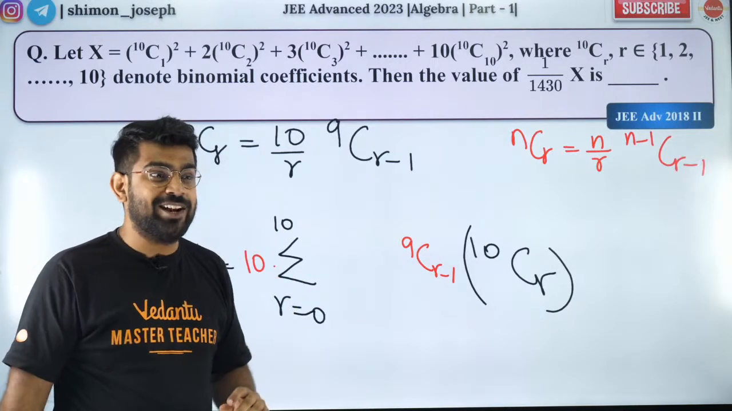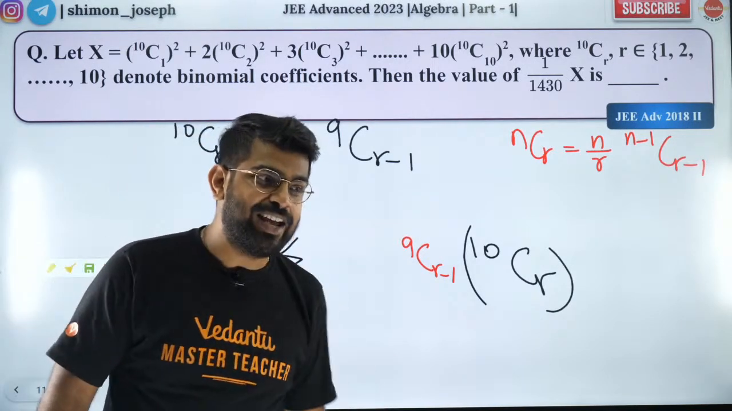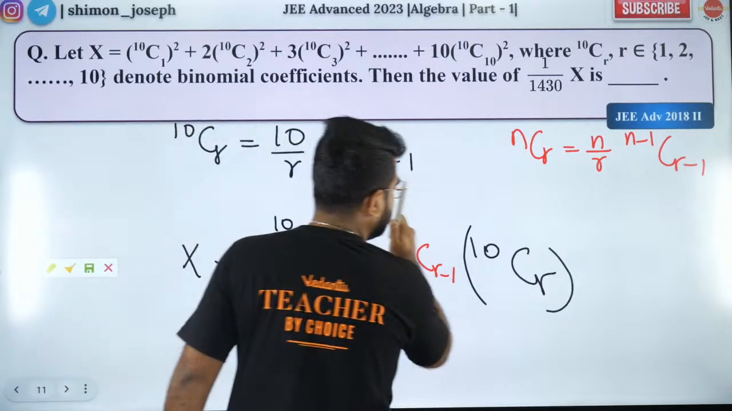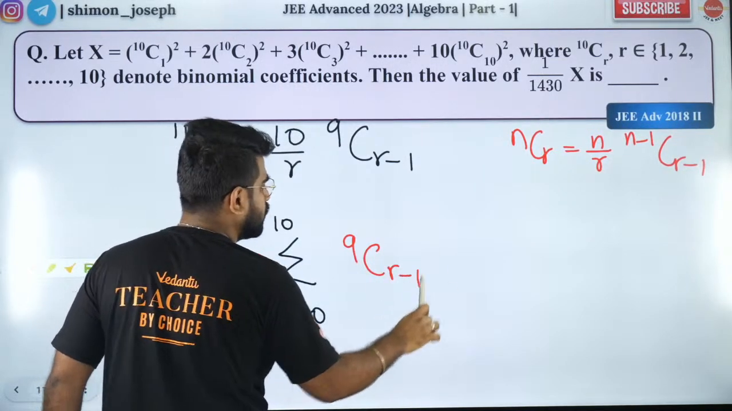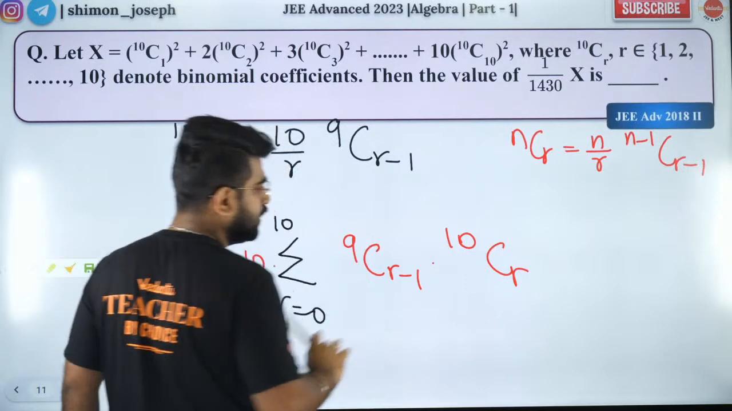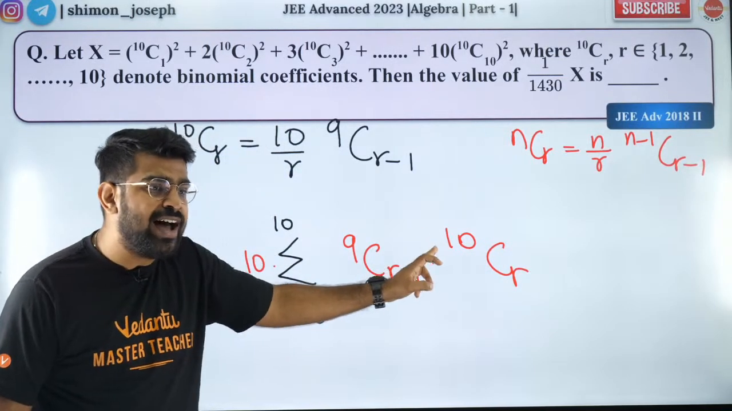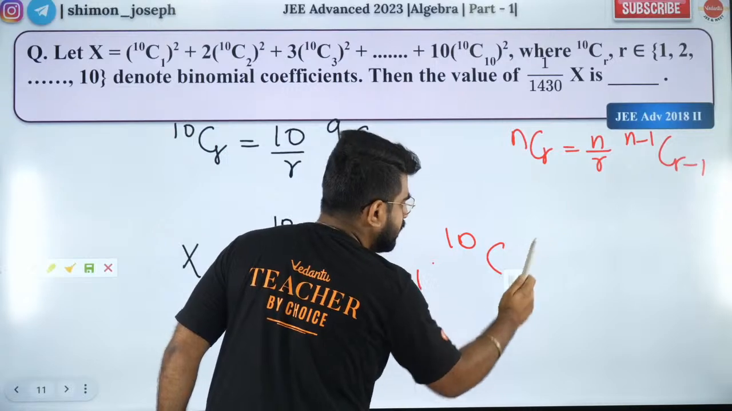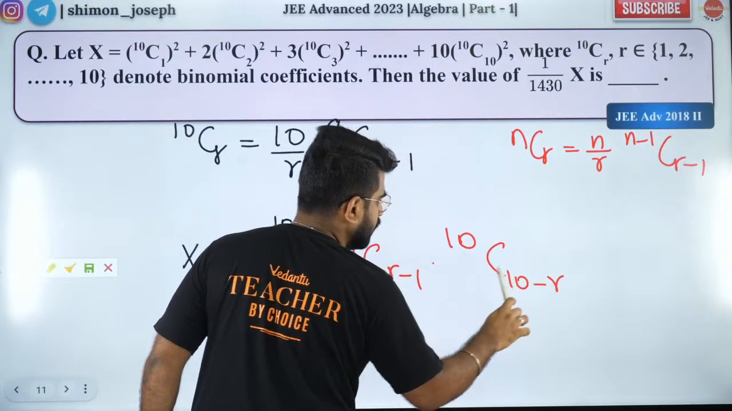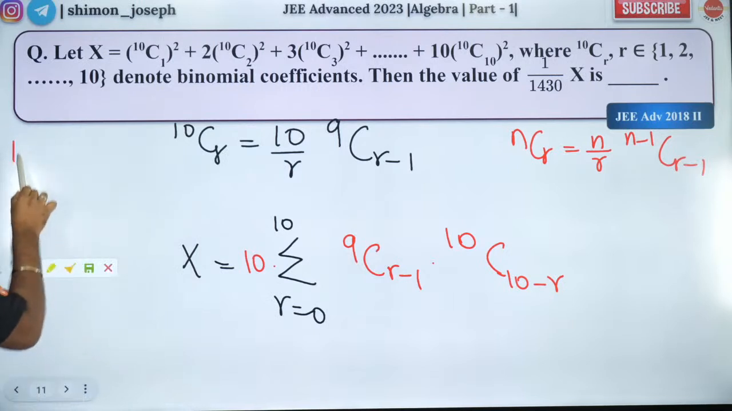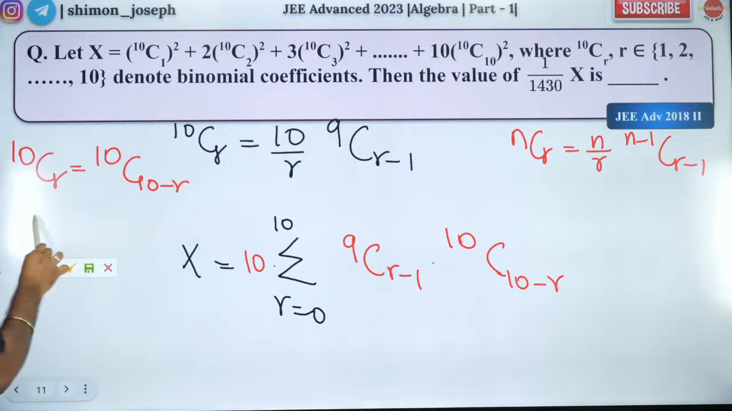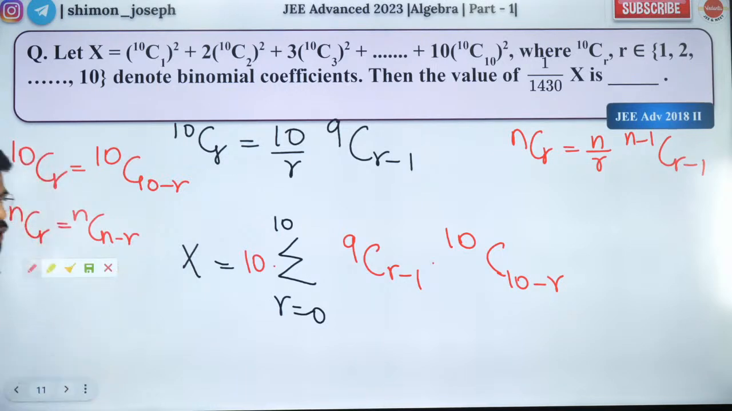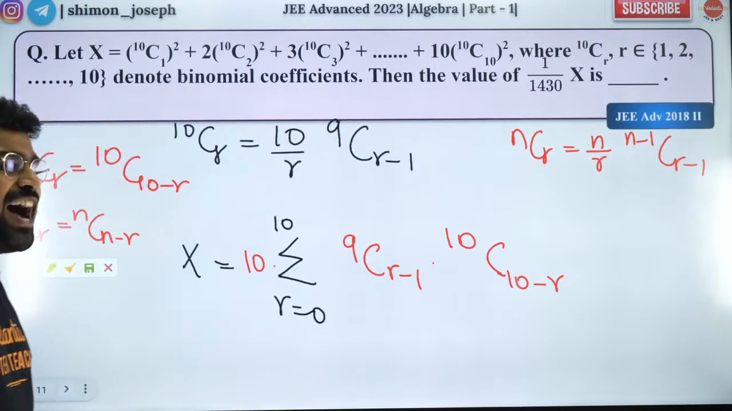From here, all of us can do it if you use your brain a little bit. So everybody listen carefully. What did I have? I had 9CR minus 1 into 10CR. Now, can I write that 10CR as 10C 10 minus R? We know 10CR is equal to 10C 10 minus R, by properties of binomial coefficients, NCR is equal to NC N minus R. Everybody knows that.